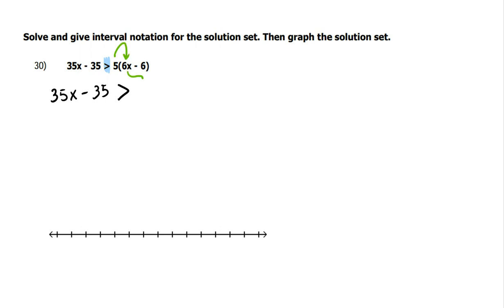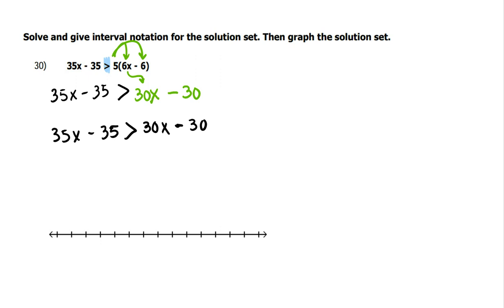Let's see. 5 times 6x would be 30x. And 5 times minus 6 is minus 30. Oops. Told it to switch to black. Here we go. So you've got 35x minus 35. I'm just recopying all this in black because I want to show the next steps in 2 different colors and I don't want it to interfere with the green.